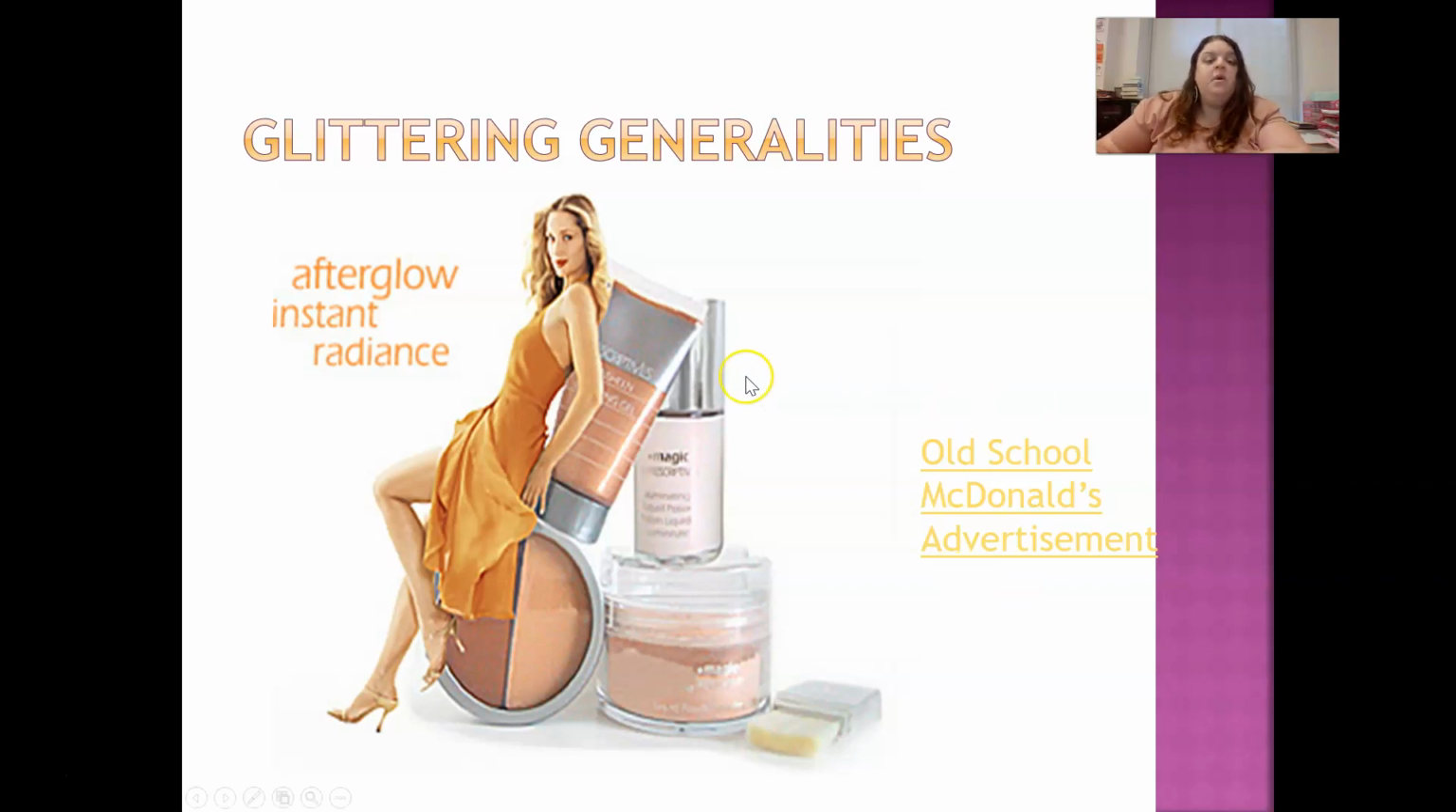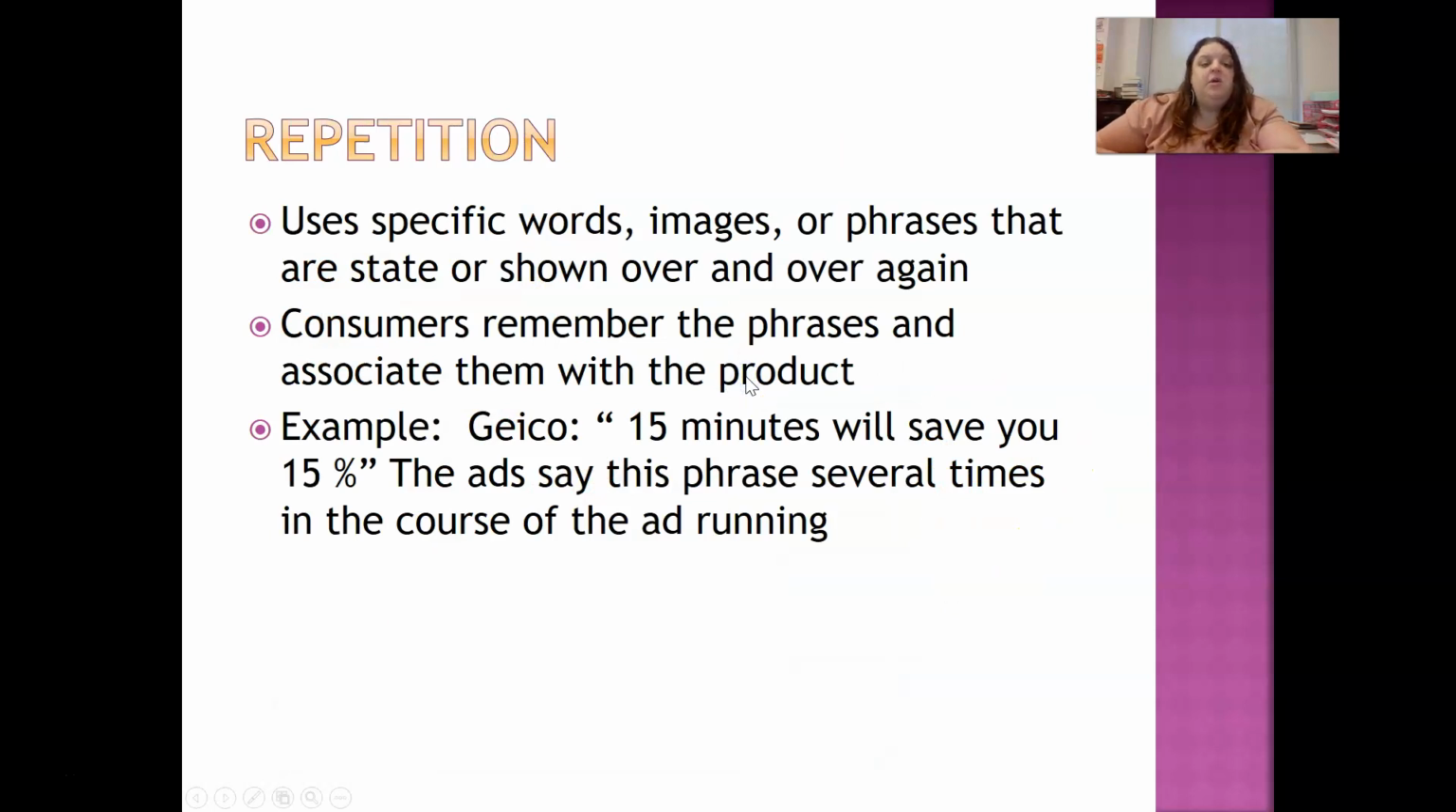Okay. Another one is repetition. Repetition uses specific words, images, or phrases that you say over and over again. So we're familiar with repetition. So like 15 minutes will save you 15% with Geico, right? Consumers, it'll help you remember. Like the Mountain Dew energy commercial, puppy monkey baby, puppy monkey baby. They said it over and over. It's like stuck in my head, but I remember it, right? And so that's what repetition wants. They want you to remember the product by repeating things over and over.